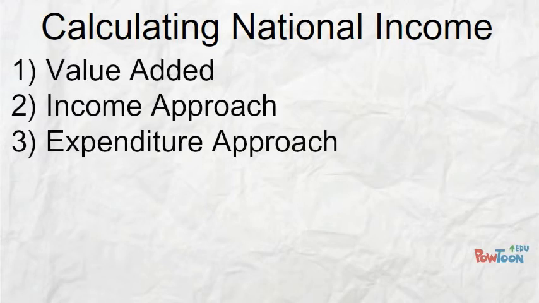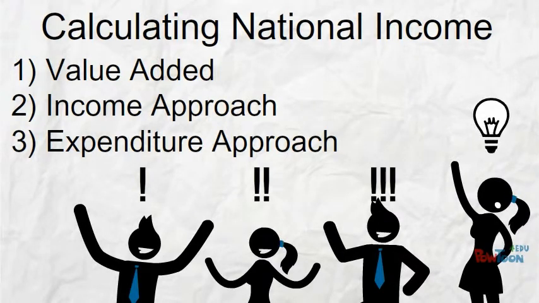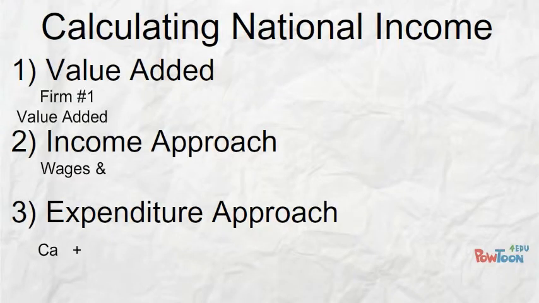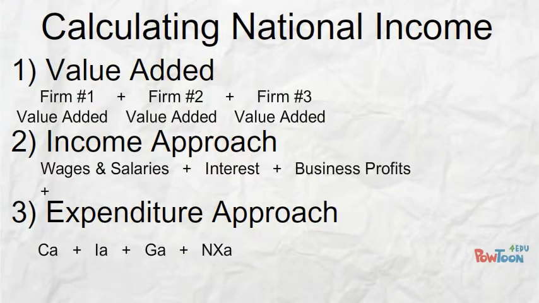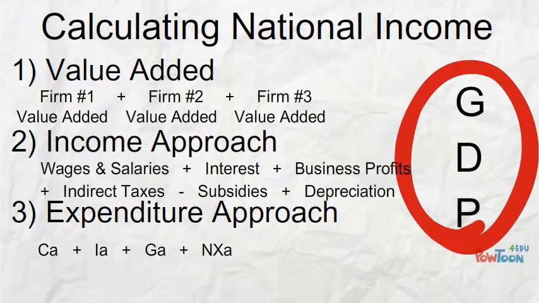However, because of the circular flow of expenditure and income, it does not matter which method is used. Each method of measuring national income or output gives the same total, the same gross domestic product, GDP.